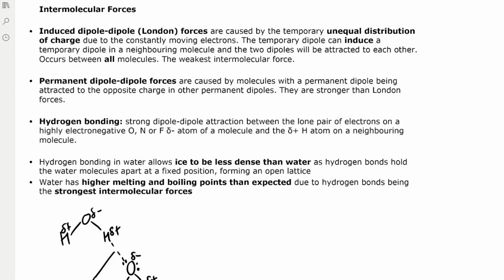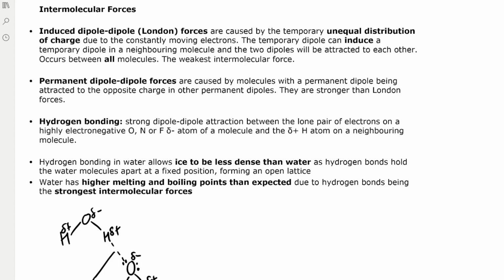Then we have permanent dipole-dipole forces, which are caused by molecules with a permanent dipole being attracted to the opposite charge in other permanent dipoles. They're stronger than London forces, but they're weaker than hydrogen bonding, which is a strong dipole-dipole attraction between the lone pair of electrons on a highly electronegative oxygen, nitrogen, or fluorine, partially negative atom of a molecule, and a delta positive hydrogen atom on a neighbouring molecule.